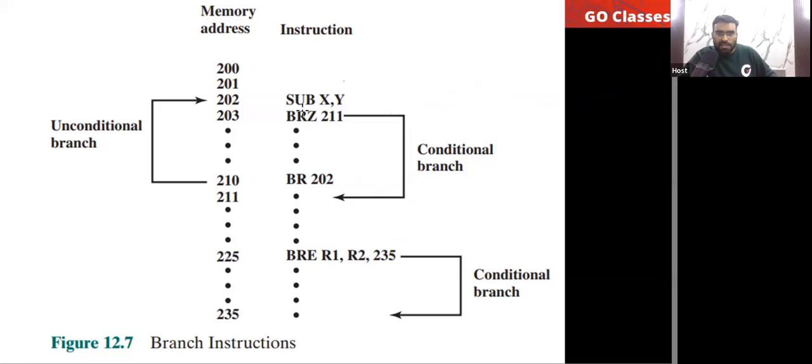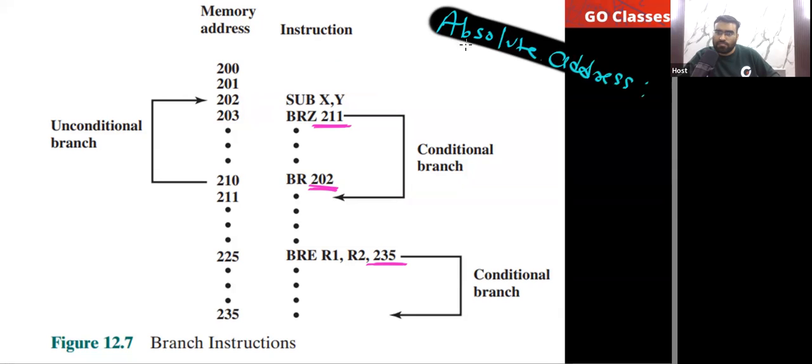Very simple question I'm asking you. Here, which addressing mode are we using? These are the memory addresses. Here we are using the direct address, absolute address. Direct address means absolute address, right? Yes or no? So here we are using absolute addresses, the absolute addressing mode.